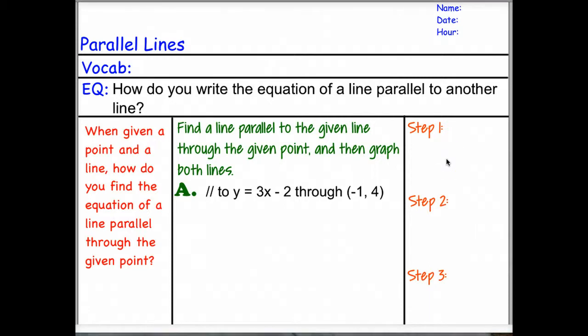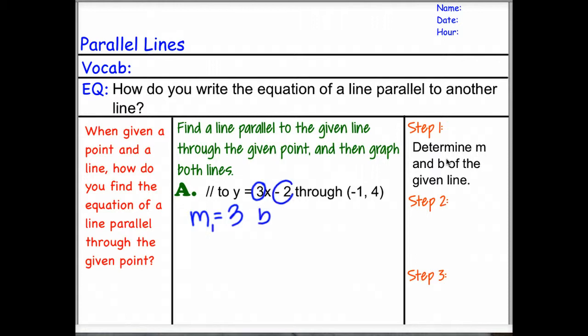When doing that, our first step is going to be to determine our slope and y-intercept, or M and B, of the given line. So I'm going to call those M1 and B1. So I look at my equation y equals 3x minus 2, and I know that this 3 is my M, and this -2 is my B. Now, while that B doesn't really matter other than for purposes of graphing, we still need to make sure we know it to make sure we're checking and comparing our two line equations in the end.